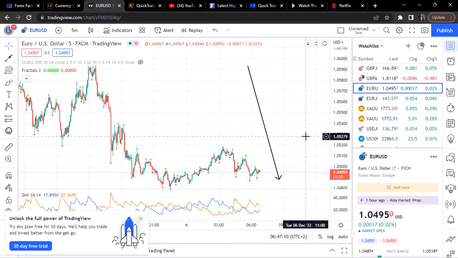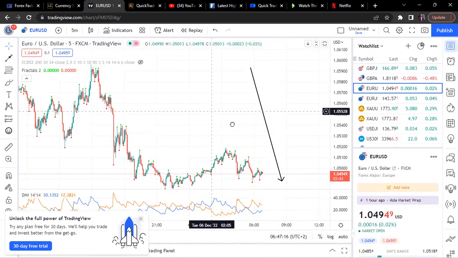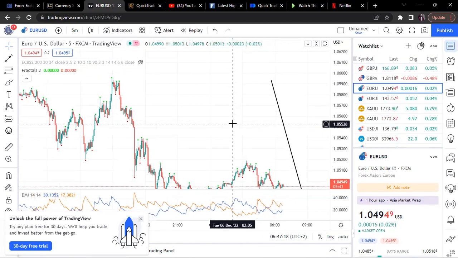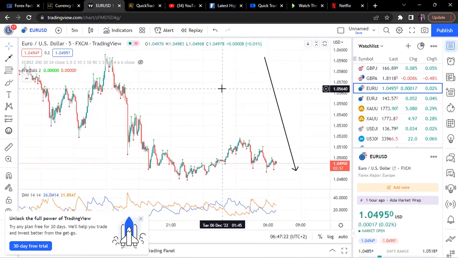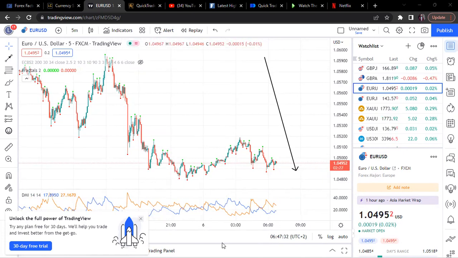Now here's where it starts to get interesting. Because now that we see these are the trends that we have, we've got this downtrend and we know we're supposed to be selling, the next best thing for us to do right now is to continue with the trend.